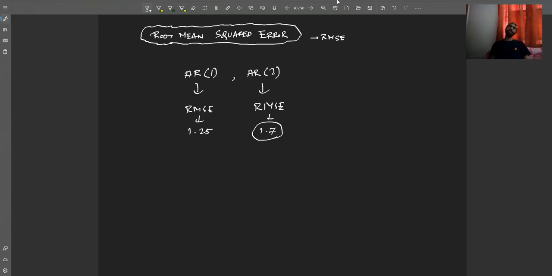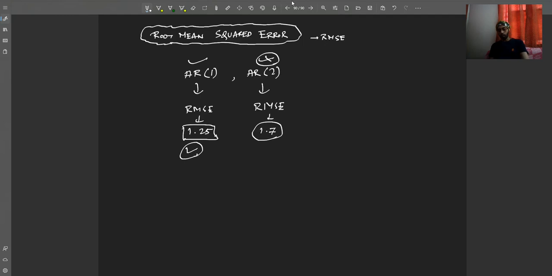So the root mean squared error is more in case of the AR2 model. So performance is better in case of the AR1 model. This is a less error, right? Error less means performance is more. So we select AR1 instead of AR2.